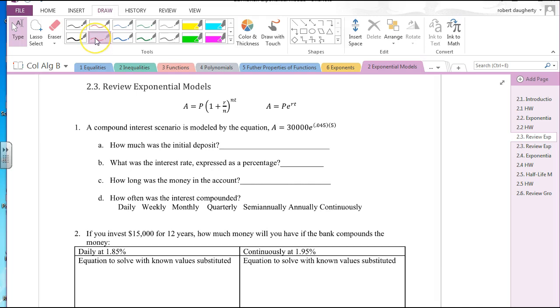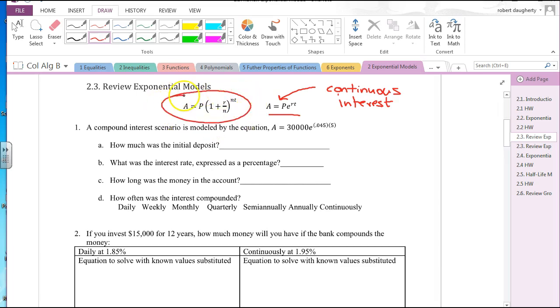So the formulas you see here, this is the one on the right, that is continuous interest. When you see a word problem and it has the word compounded continuously, this is your formula. If you see a word problem and it says compounded anything other than continuous, daily, weekly, monthly, hourly, anything like that, that is this one. Okay, so this is your standard compound interest.